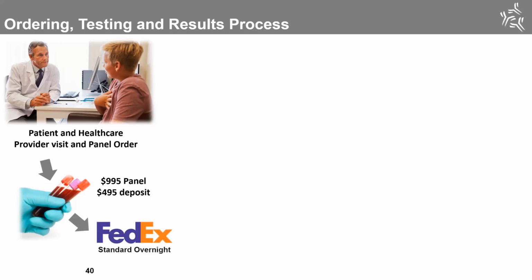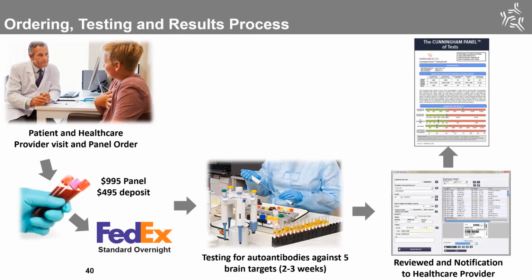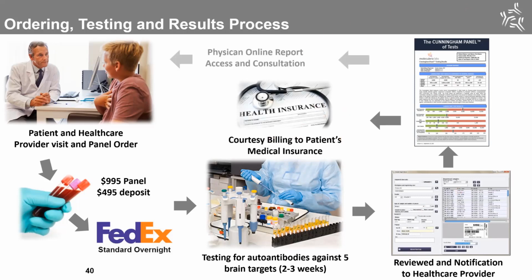FedEx will take that and deliver it overnight. If you want to stock kits, we'll send kits to you, or it'll go directly to the patient based upon the information that was placed in the portal. We will run these as soon as they come in against the 5 brain targets. It generally will take us anywhere from 2 to 3 weeks because these are highly complex, manual, not automated tests. These data will be placed into the portal. It will generate a report, and then you will be notified, and we will bill the patient's insurance as a courtesy. We also have, as I'll share in a little bit, support for different types of help with understanding the report and discussing some of the questions that may come up. So I'll share that in just a second.